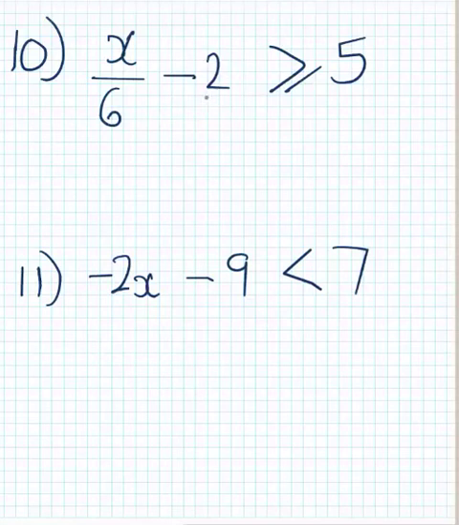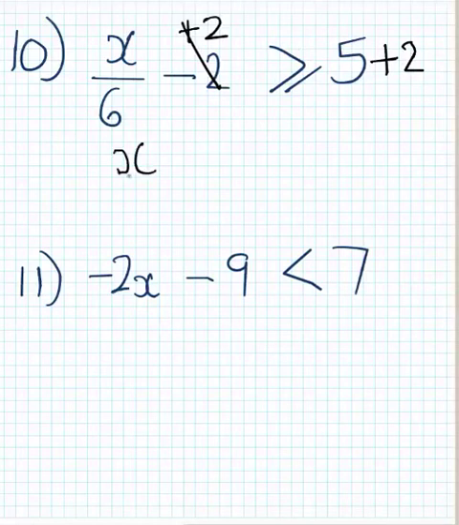So what we're going to do is opposite of -2 is to +2. That cancels out and we must +2 on this side. We do not switch a sign because we added 2. So x divided by 6 is greater than or equal to 5 plus 2 is 7.